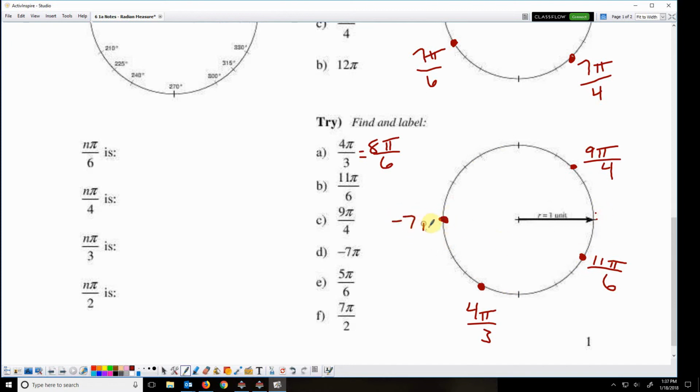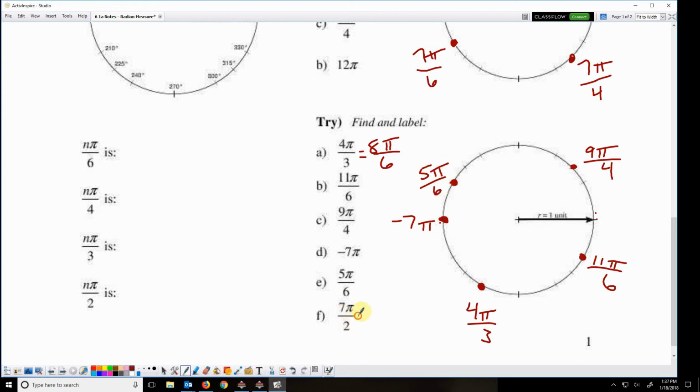So this is -7 pi over 6. So we're counting by sixths. Now if I go halfway around, that's 6 sixths, because that is 1 pi. Back up 1 more, and I'm back to 5 pi over 6.